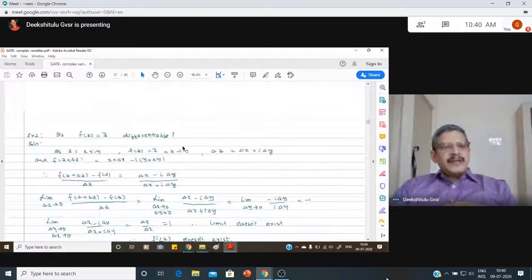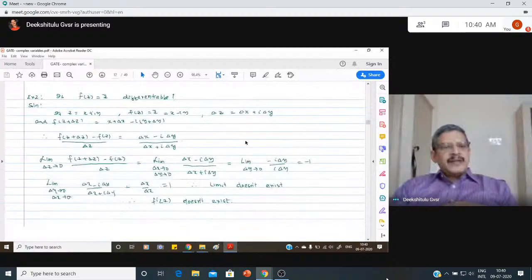So let us do some problems on this differentiability. If f of z is equal to z bar, is it differentiable?